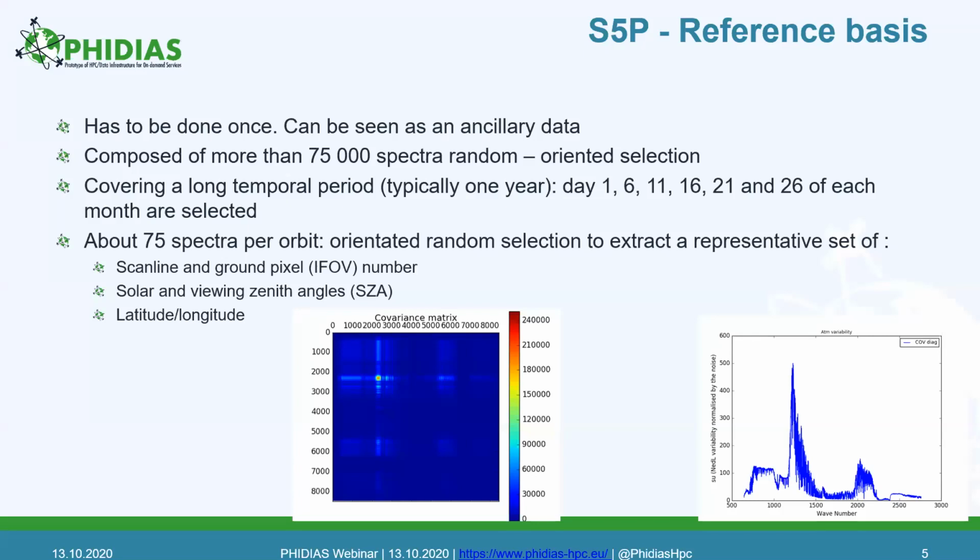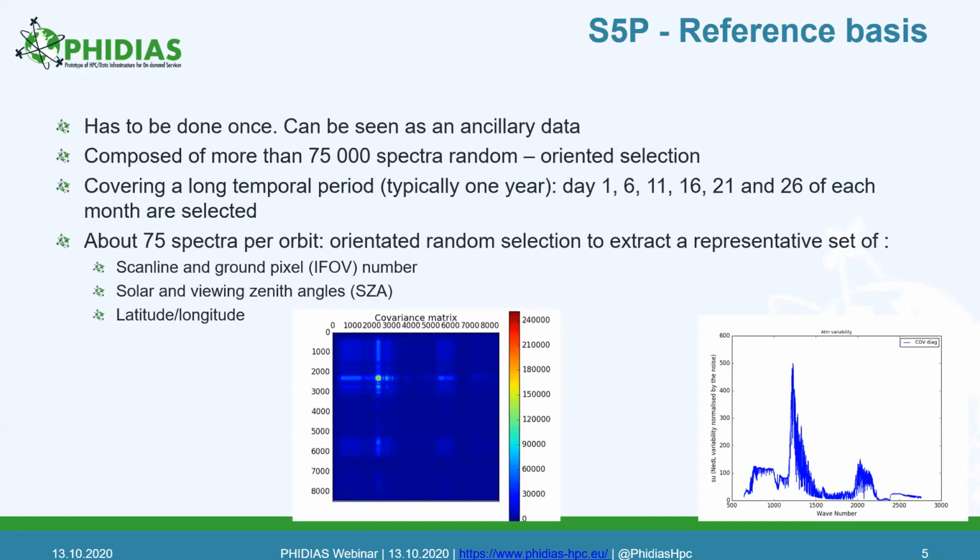The reference basis is composed of more than 75,000 spectra. They are selected with an oriented random method. It has to cover a long temporal period, typically 1 year. We choose 1 day every 5 days, for the 12 months, and we pick up about 75 spectra per orbit. It's an oriented random selection because we want a representative set of scanlines and ground pixel numbers.